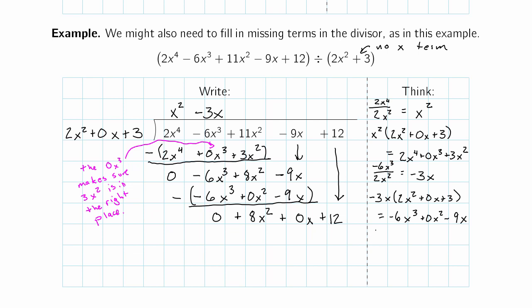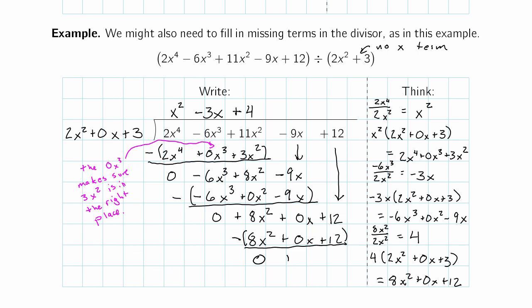One more round, right? We'll divide 8x squared divided by 2x squared gives us 4. Last term in our quotient is plus 4. 4 times 2x squared plus 0x plus 3 is 8x squared plus 0x plus 12. And now we subtract. We subtracted something from itself. We got 0. Again, we have no remainder.